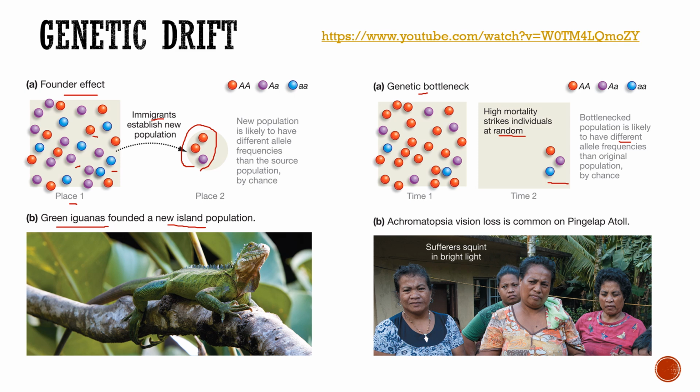An example of this is what's called achromatopsia, which is vision loss that's common in the Pingelap atoll. Because multiple people in this population have this, they continue passing it on. So this is referred to as a genetic bottleneck. Again, the idea is that it's random. Another example would be a hurricane or something wiping out a large number of the population where only a few survive to repopulate.